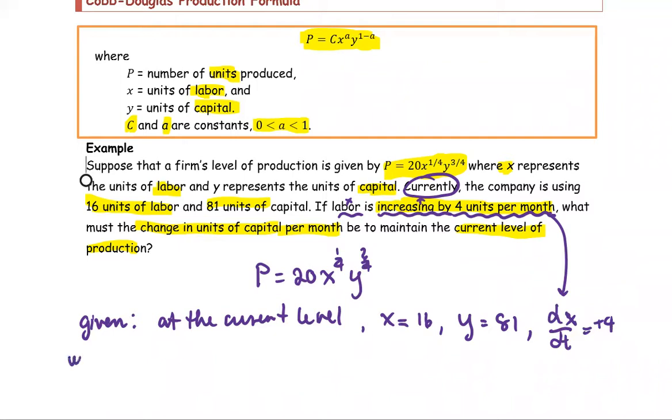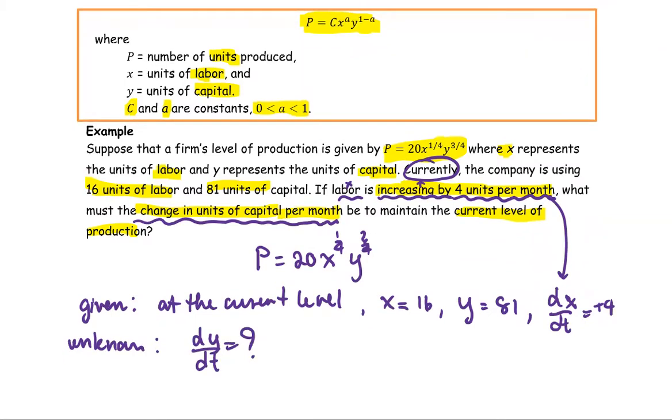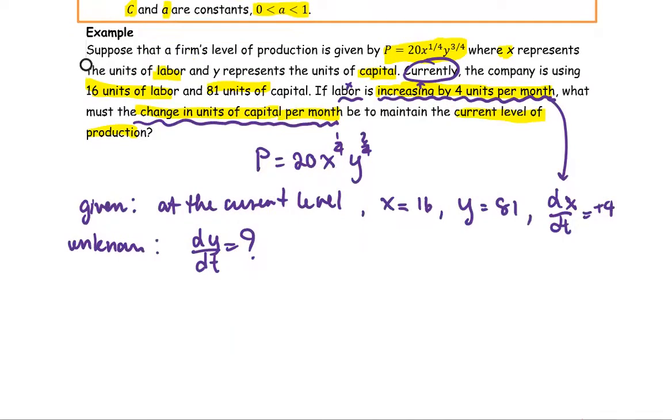And then the unknown, or the question, looks for the change in units of capital per month. So we are looking for the change of y with respect to time at the current level. First of all, we're going to find out what is the current level of production. Put the note here. So we're going to find P at the current level, and we can find that using the x and y values provided.